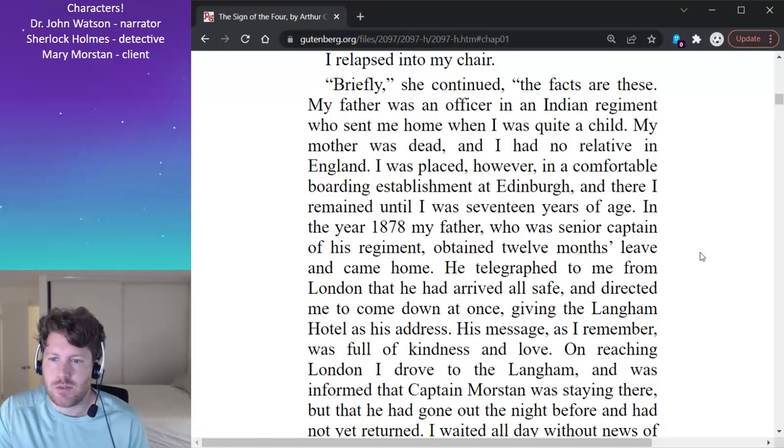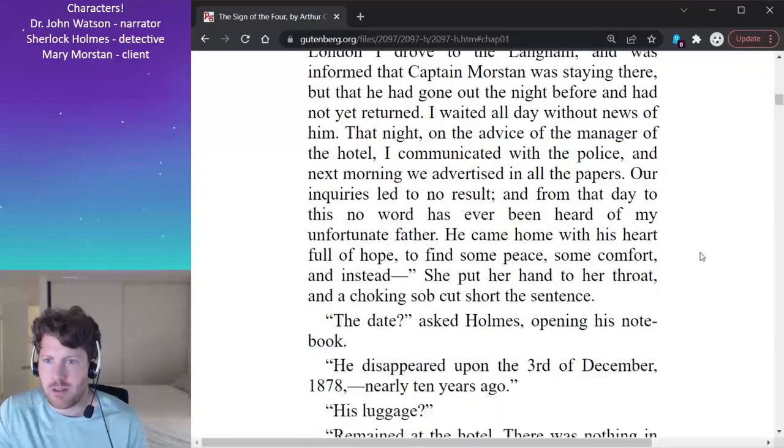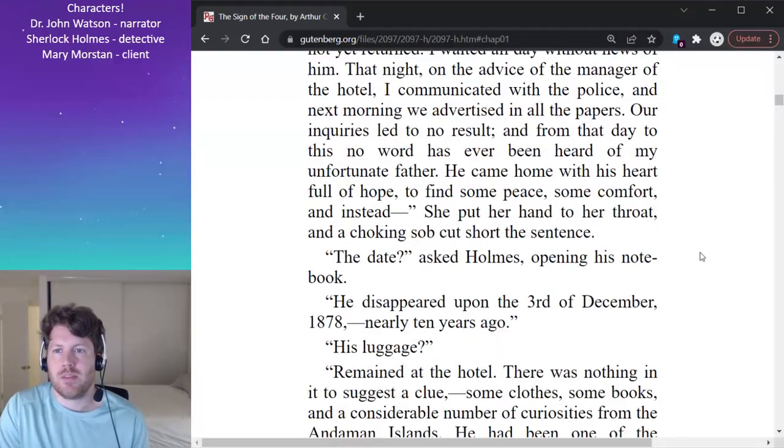On reaching London, I drove to the Langham and was informed that Captain Morstan was staying there, but that he had gone out the night before and had not yet returned. I waited all day without news of him. That night, on the advice of the manager of the hotel, I communicated with the police, and next morning we advertised it in all the papers. Our inquiries led to no result, and from that day to this, no word has ever been heard of my unfortunate father. He came home with his heart full of hope to find some peace, some comfort, and instead..." She put her hand to her throat, and a choking sob cut short the sentence.